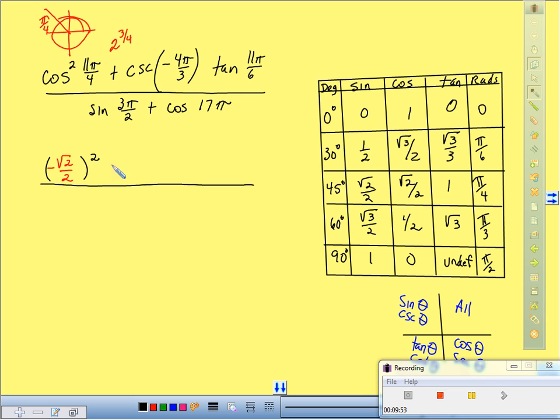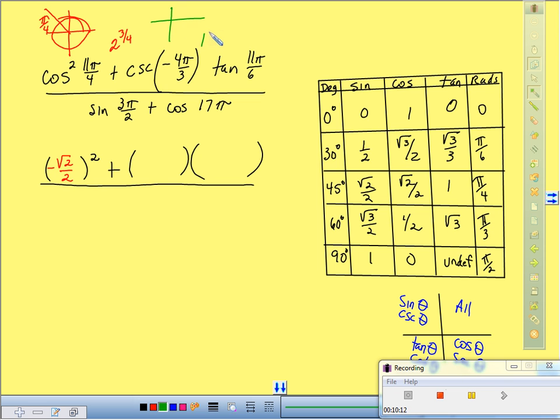Okay, the next one, you'll notice we have 2 trig functions beside each other, which means that they are actually supposed to be multiplied. So when we get these two numbers, we're going to multiply them together. Okay, the first one is a negative 4 pi over 3.